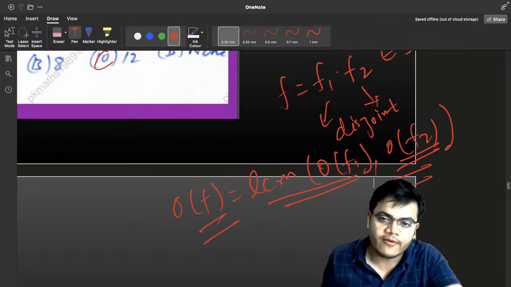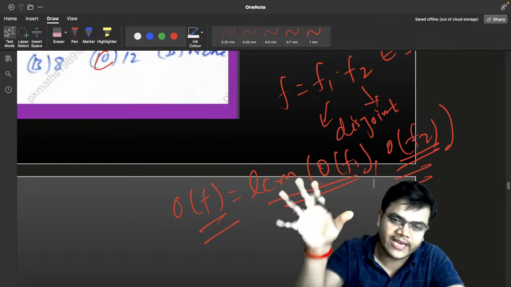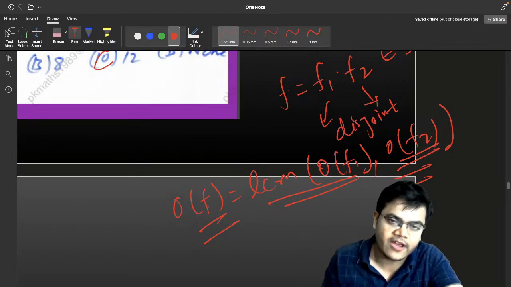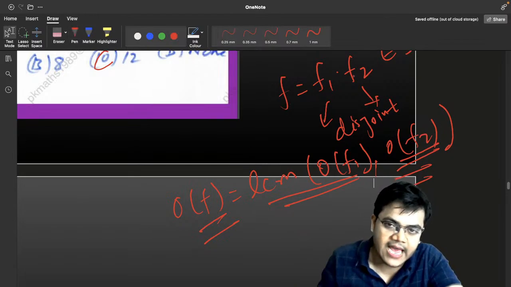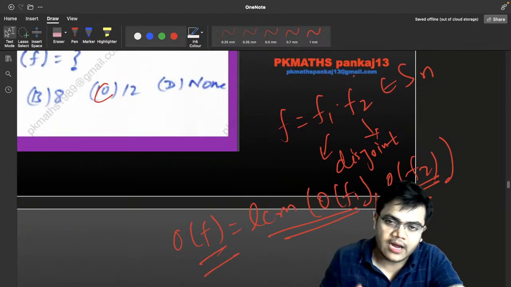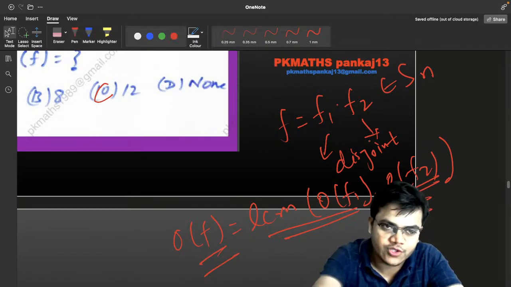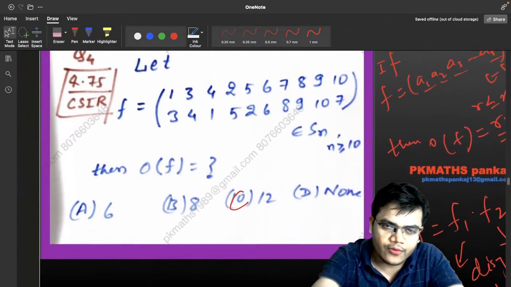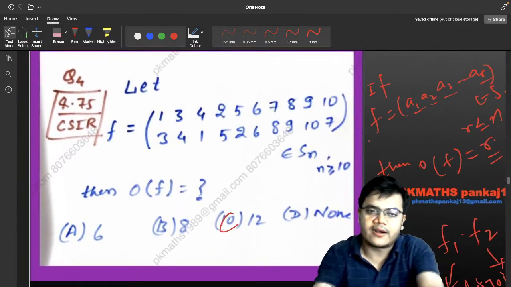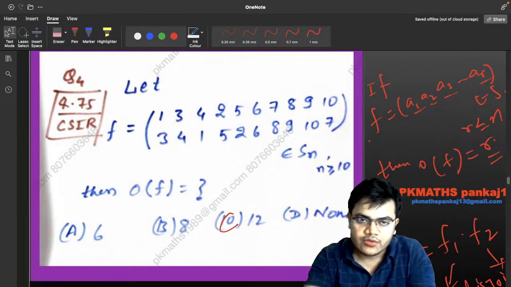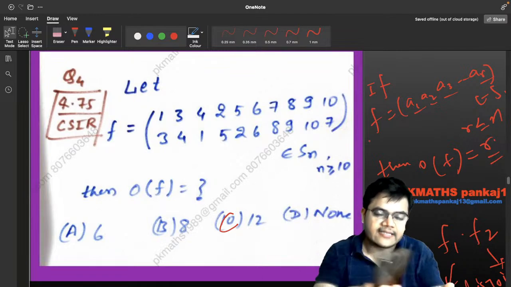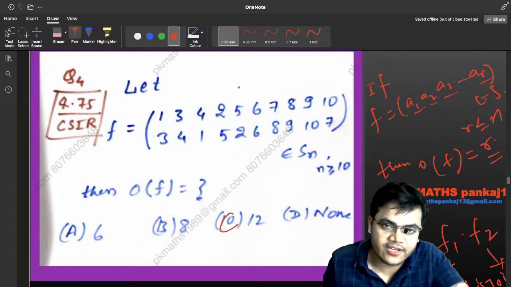कहने का मतलब order of F1 और order of F2 के LCM के बराबर आपका order of F होगा if F is written as the product, I mean to say product of F1 and F2, where F1 and F2 are disjoint. So we can see one thing over here, that certainly we can write it as disjoint cycles, isn't it?